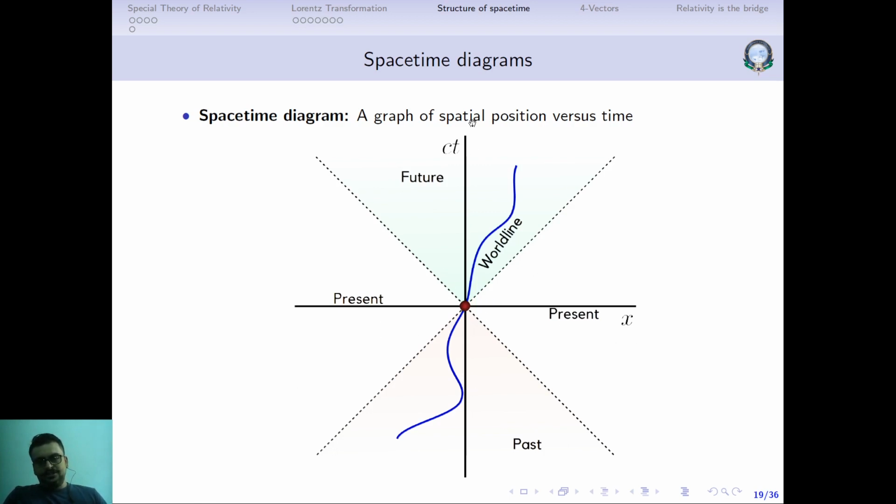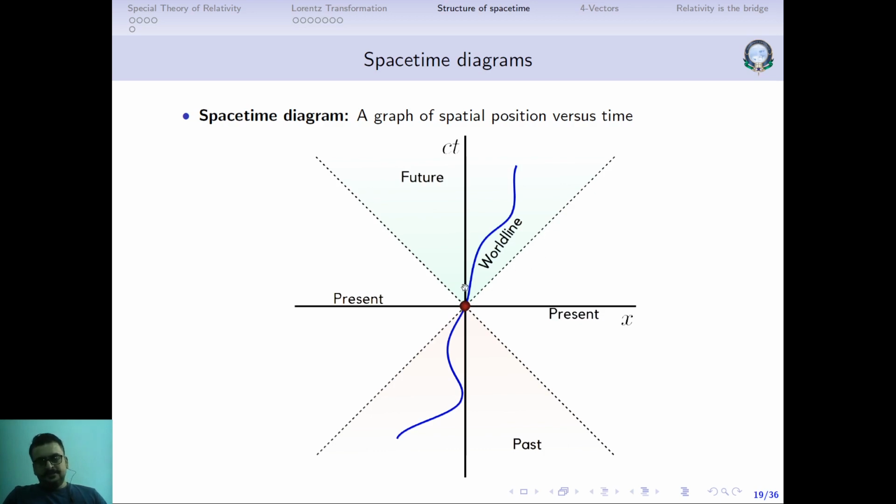Instead of position along the vertical and time along the horizontal, it is the other way around. We have time along the vertical and position along the horizontal. So here these are two different lines that I have drawn, this plus 45 degrees and minus 45 degrees. These give us the important boundaries.